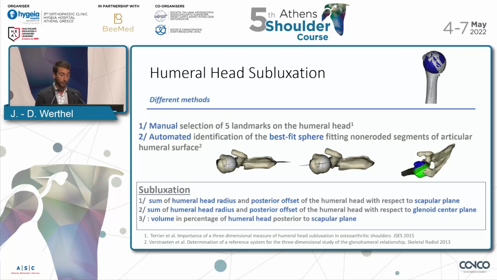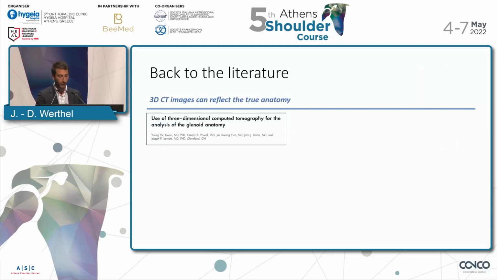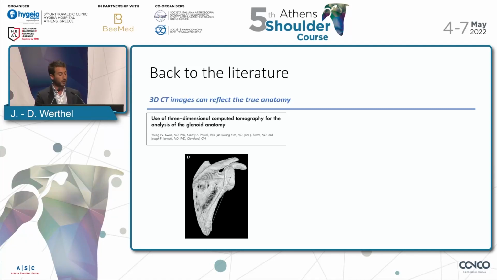And some propose to use the scapular plane and to calculate the volume of the humeral head that is on the side of each, either anterior or posterior to that scapular plane. So let's go back to the literature and the articles that are cited usually. This is the article that says that this method is the best because, compared to a cadaveric study, it is a method that found perfect reliability.